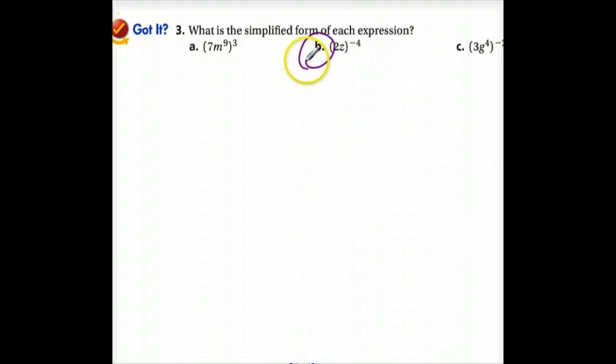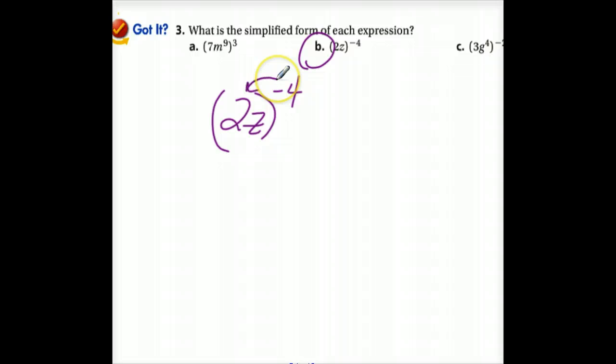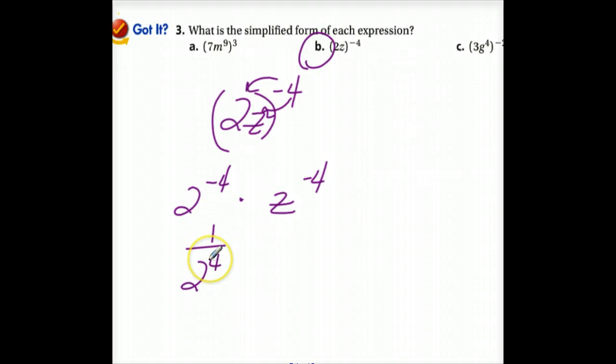Let's do B. So 2z to the negative 4th power. Negative 4 is applied to the 2 factor and to the z. So 2 to the negative 4th times z to the negative 4th. Since they both have negative exponents, I'm going to write them both with positive exponents.